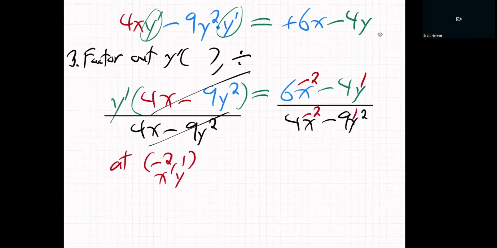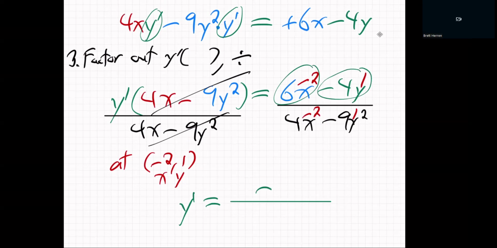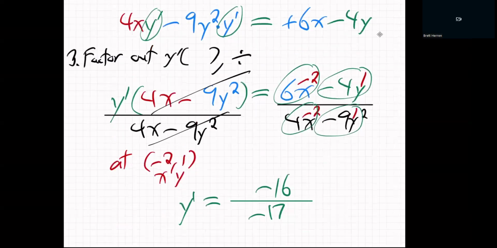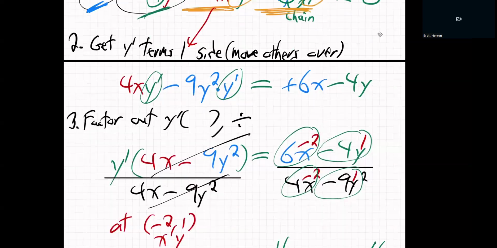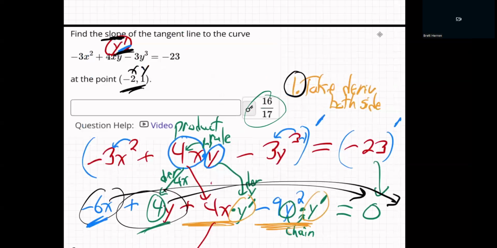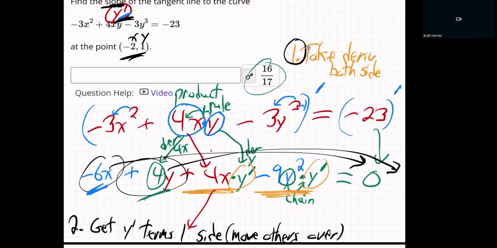And so what do we get? This would be minus 12, minus 4, minus 16. And this is what's that? Minus 8, minus 9, minus 17. And then those negatives just cancel. So it's positive 16/17, which is the correct answer. And so there we go.